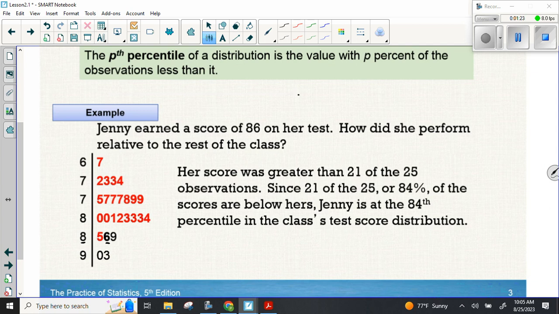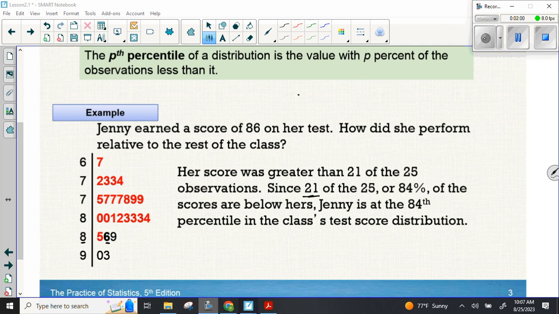Be careful. Most common mistake that people make when finding a percentile is they include the value. So they would include 86 and then get an incorrect count of 22. So there are 21 below. If you were to include the value 86, you would get the wrong answer. So be careful with that. It's strictly below. When you're looking at a percentile, you have a value, and you're only looking at the percentage of values below it, not including it, okay?